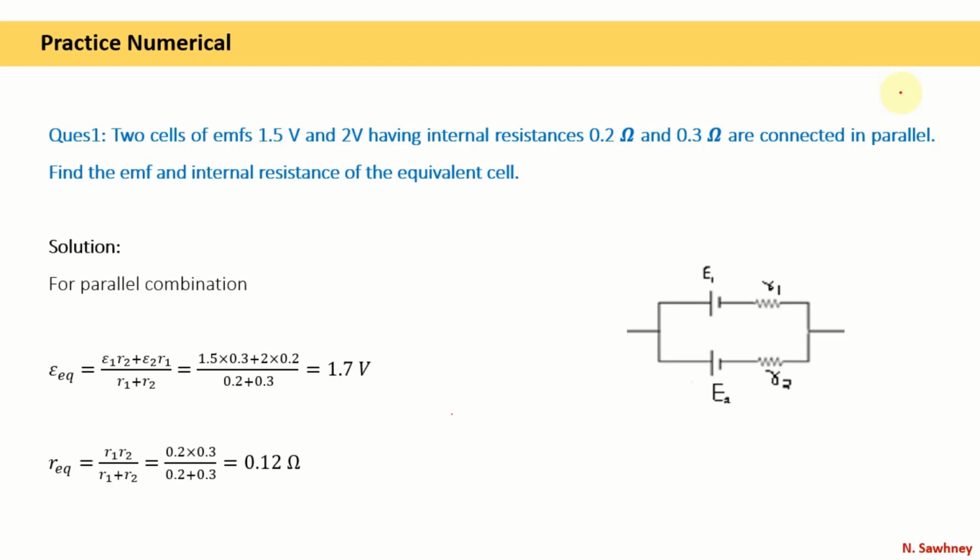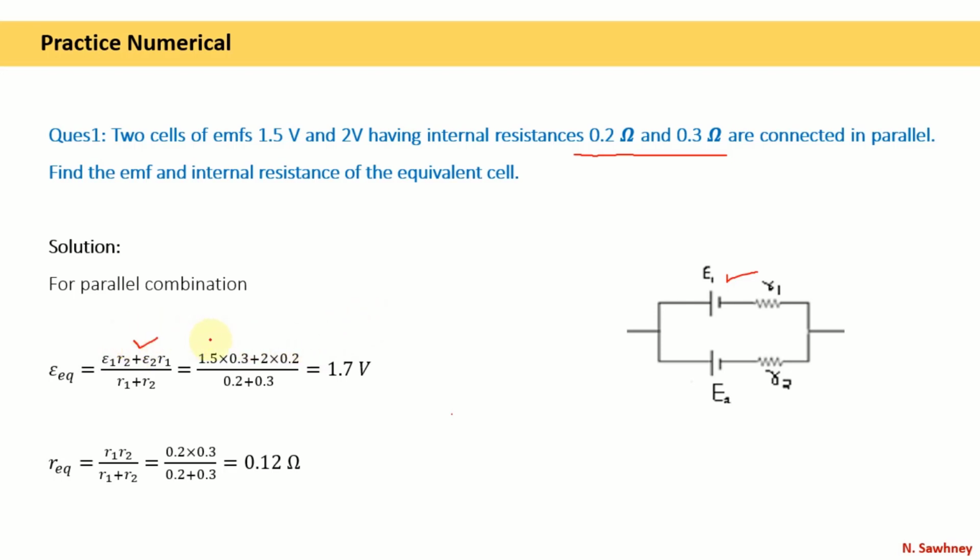Now let us understand better with the help of an example. There are two cells of EMF 1.5 volt and 2 volt having internal resistance of 0.2 ohm and 0.3 ohm, which are connected in parallel as shown. We have to find the EMF and internal resistance of the equivalent cell. As we can see in the figure, the two cells are connected in parallel, so we will apply the parallel combination formula as we have derived earlier.